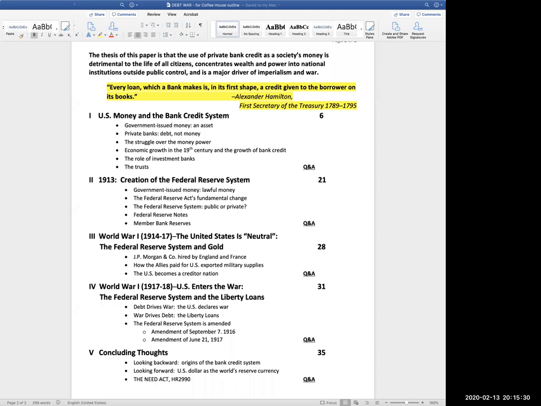The government was hesitant to issue its own government-issued paper money. It did issue some treasury notes during the War of 1812. But the growth in the economy, the need to get out there and develop this economy, made the explosion of state-chartered banks.